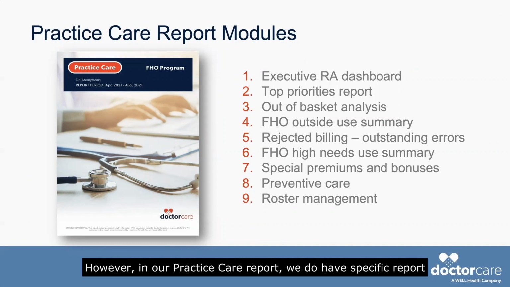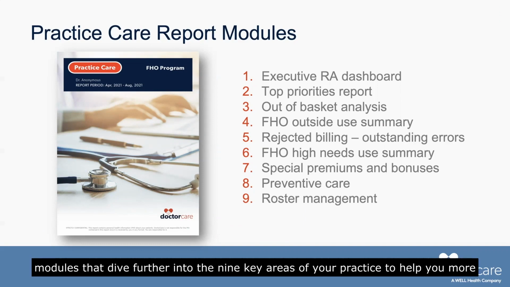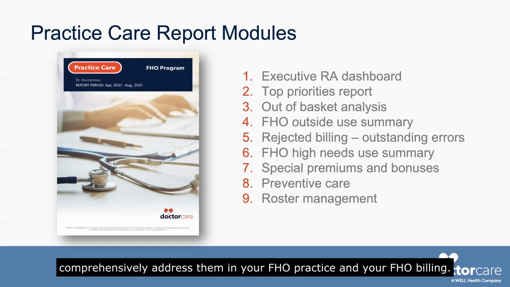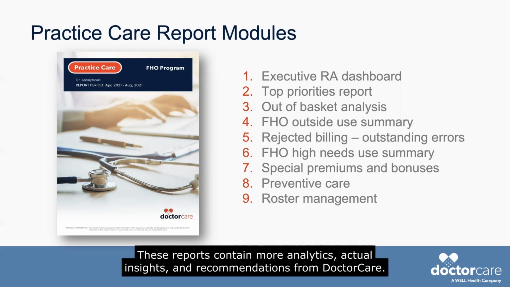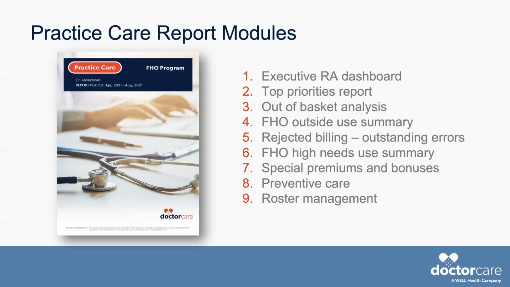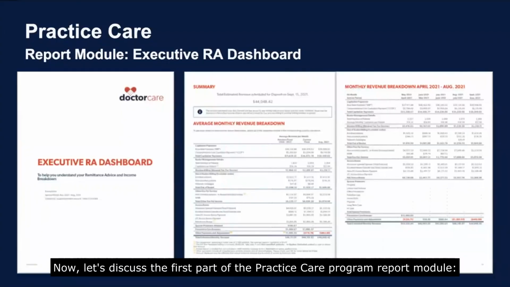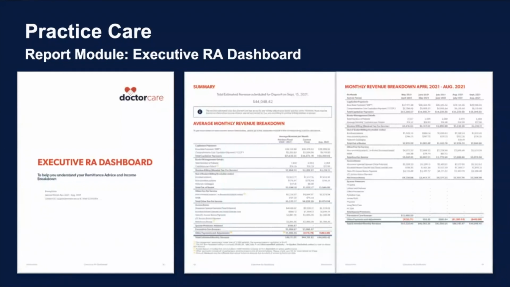However, in our PracticeCare report, we do have specific report modules that dive further into the 9 key areas of your practice to help you more comprehensively address them in your practice and your billing. These reports contain more analytics, actual insights, and recommendations from DoctorCare. Now let's discuss the first part of the PracticeCare program report module, the Executive RA Dashboard.